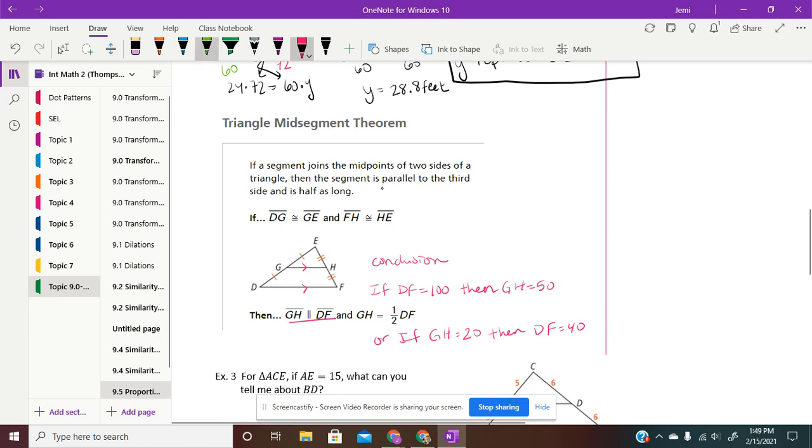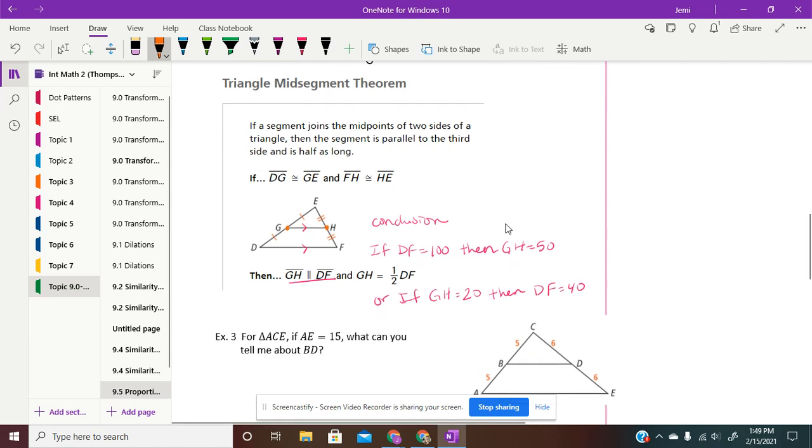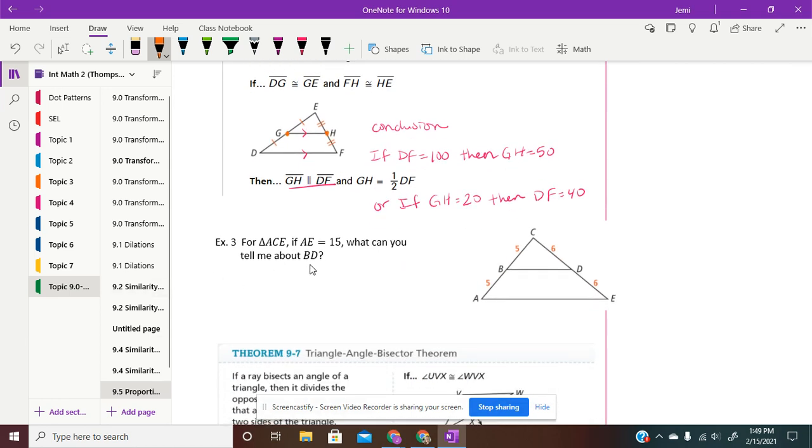So remember, mid-segment means that I have a line which intersects the midpoint of one side, right? I have these two little equal signs that mean equal segments to the midpoint of the other side. For triangle ACE, if AE is equal to 15, what can you tell me about BD?